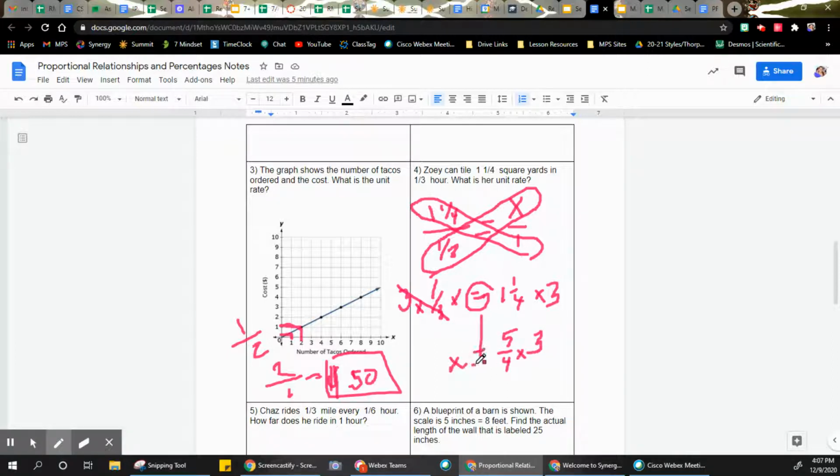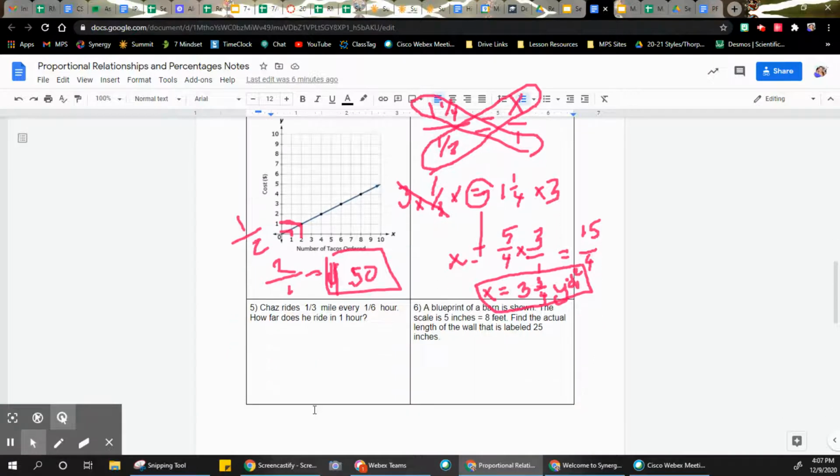You know that's what x equals. I still can't multiply it until I put 3 over 1. Now I can multiply across. 5 times 3 is 15. 4 times 1 is 4. So x is equal to 15 over 4. Well, 4 goes into 15 3 times with 3 left over. So that's 3 3/4 square yards in an hour. So moving on to our next problem.